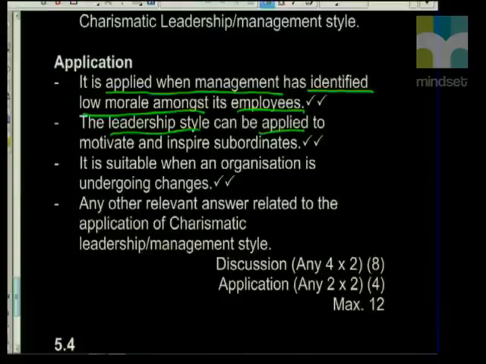Next, the leadership style can be applied to motivate and inspire subordinates, and it is suitable when an organization is undergoing changes. So again, people don't like changes. So as a company or a business, you can go two approaches. You could go the autocratic, this is what we're doing, this is how we're doing it, or you could go the charismatic leadership style and inspire people to buy into the change. Remember that very first question we did? Again, there isn't necessarily a right or a wrong answer. It depends on the situation and the worker.